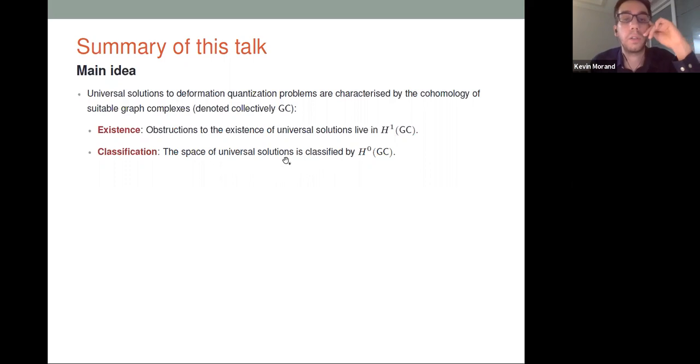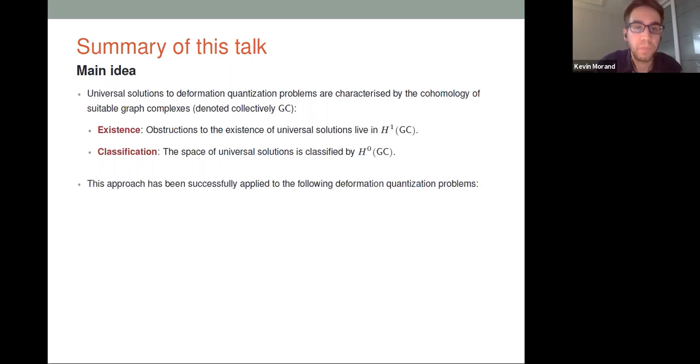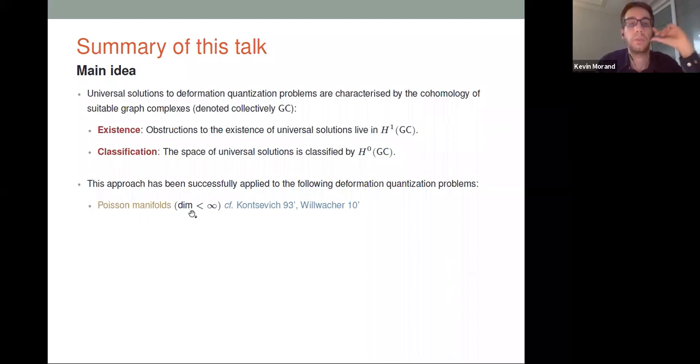And in fact, the space of universal solutions will be classified by the zero order cohomology. So by studying these two cohomological spaces, we can obtain some information about quantization. This approach already exists in the literature and has been successfully applied to different quantization problems. The prominent example is, of course, Poisson manifolds in finite dimension.